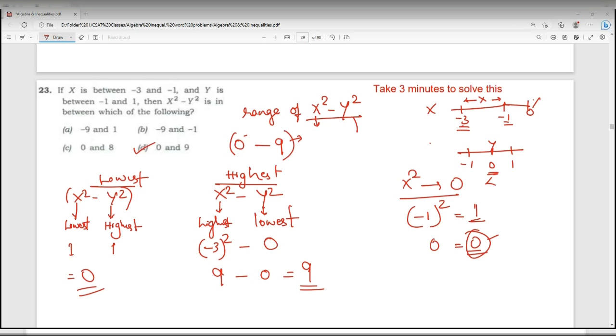Yeah, LK, please ask. Sir, how to consider lowest and highest value?